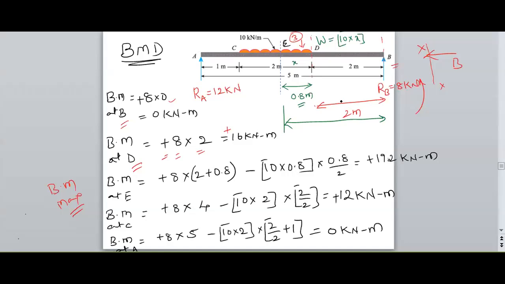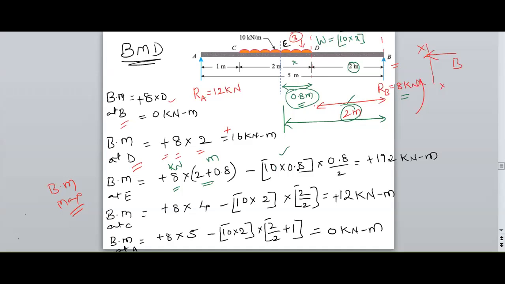Therefore, from D to B, I know it is 2, and from D to E, it is 0.8. Therefore, the total distance for the force amount 8 is 0.8 plus 2. 8 is the force applied, RB, and the distance from E is 0.8 plus 2. So I am getting 2 plus 0.8 as a distance. Next, another point load is a capital W.